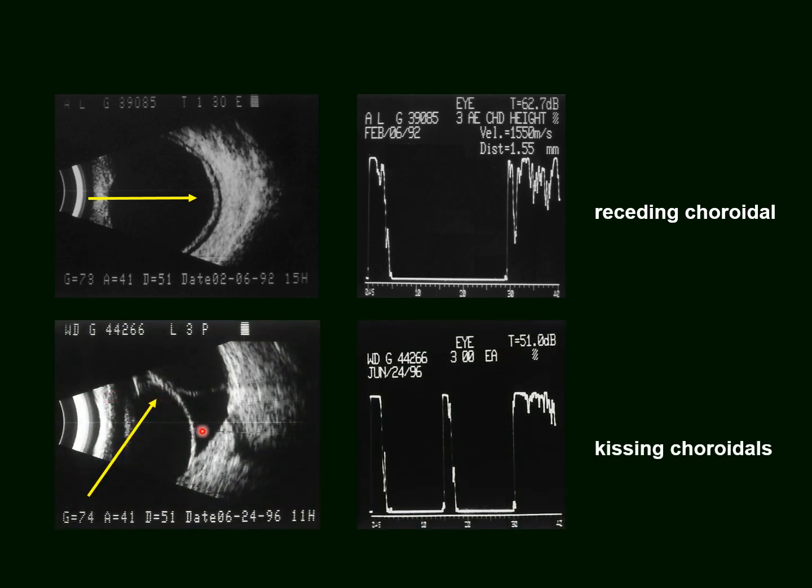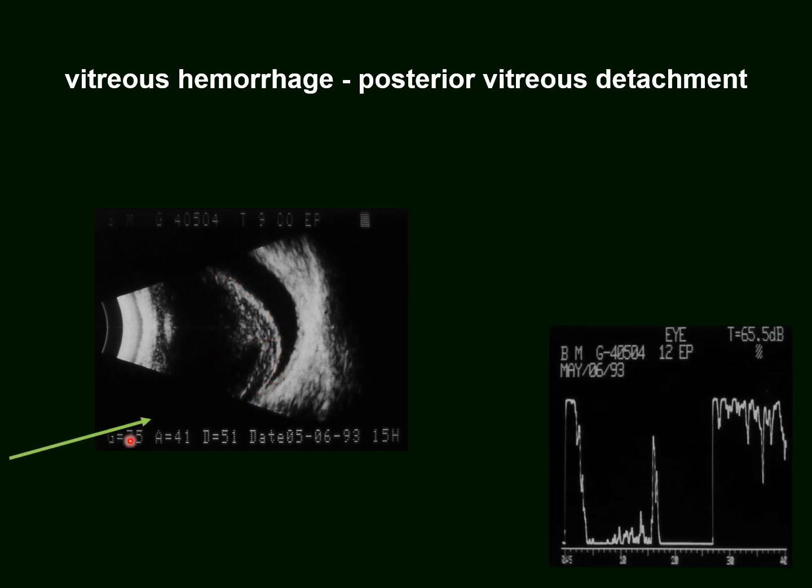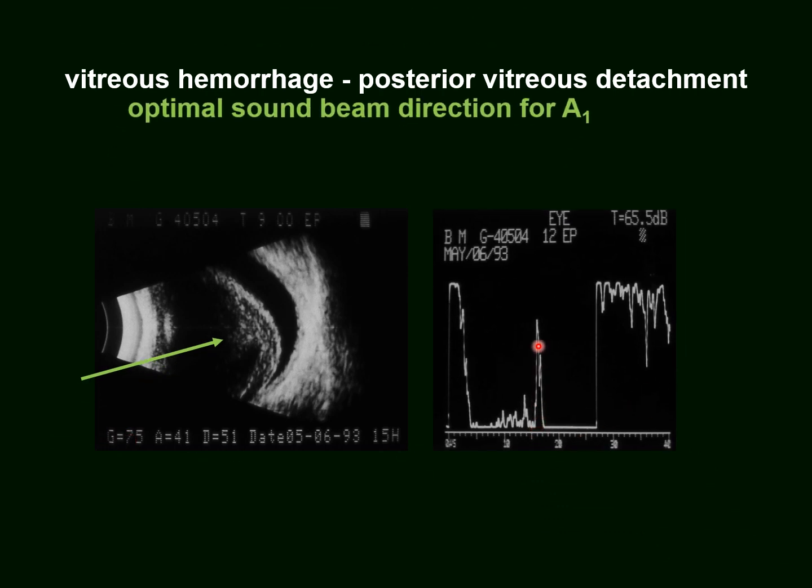Here's kissing coils. The curvature is more pronounced, the radius is smaller, the echo gets focused more and so strong that at tissue sensitivity we don't even see the two peaks anymore. Here we have a vitreous hemorrhage with a posterior vitreous detachment, also concave, and therefore we will get a slightly stronger signal than otherwise.